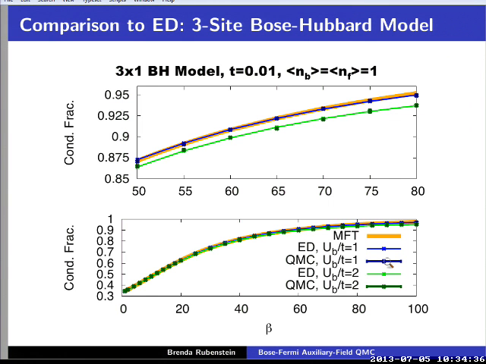Yeah? So this is one boson and one fermion per well? This is the filling, yeah. So it's approximately that per well. Does that make sense? All right.